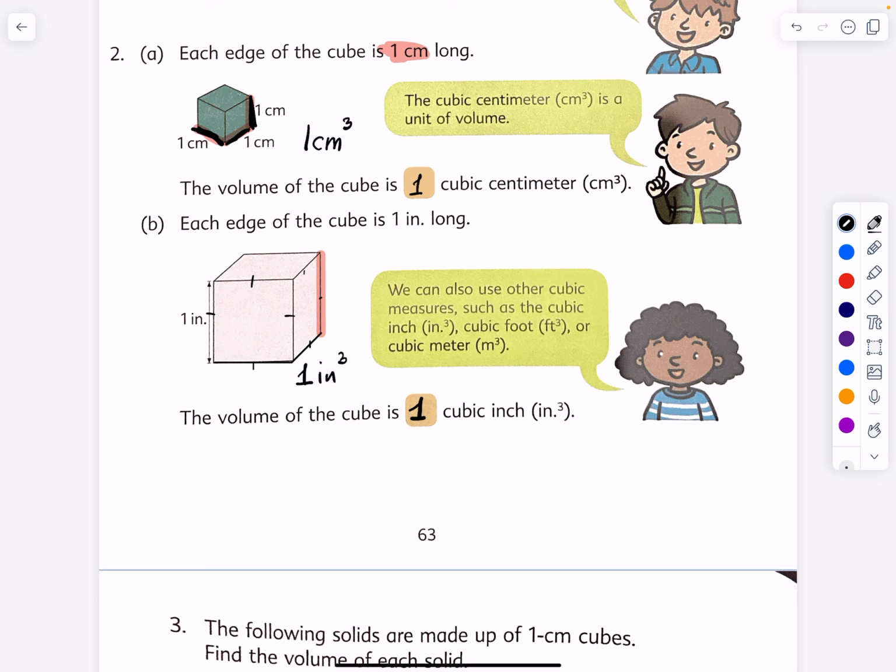Remember, area was measured in squares. We would say 1 centimeter squared because these are little squares that take up space. And here we're adding height. So they're little cubes that fill up our space. So we're talking about 1 cubic centimeter or 1 cubic inch.